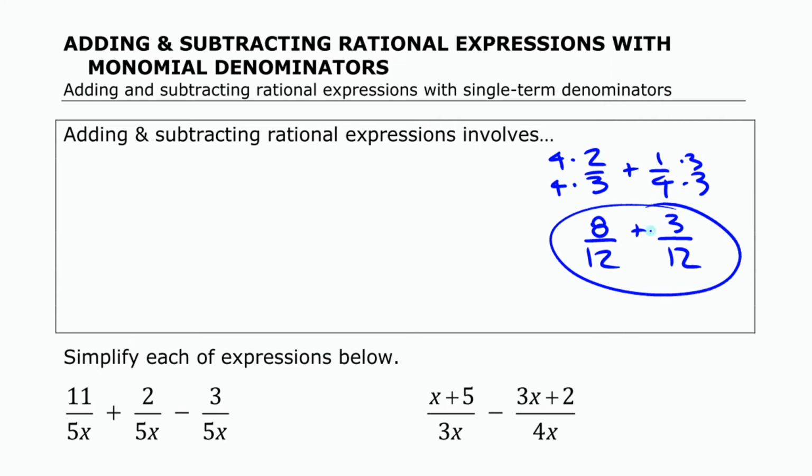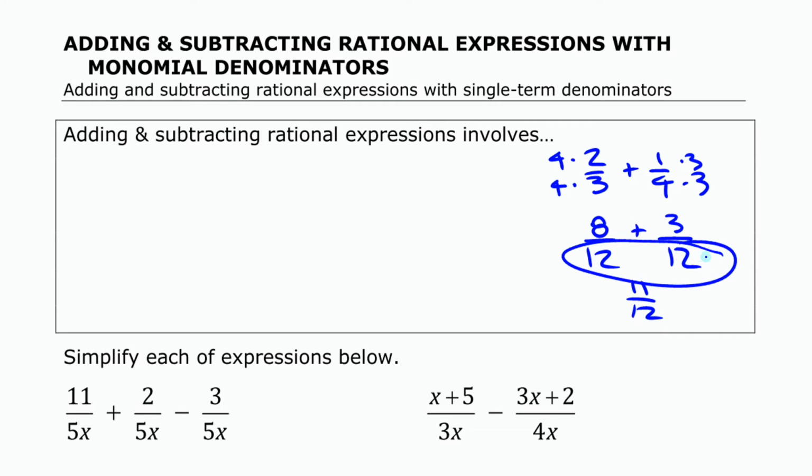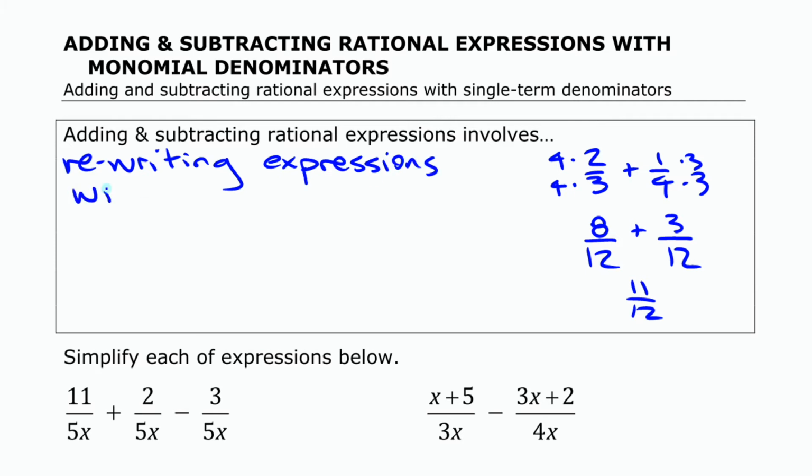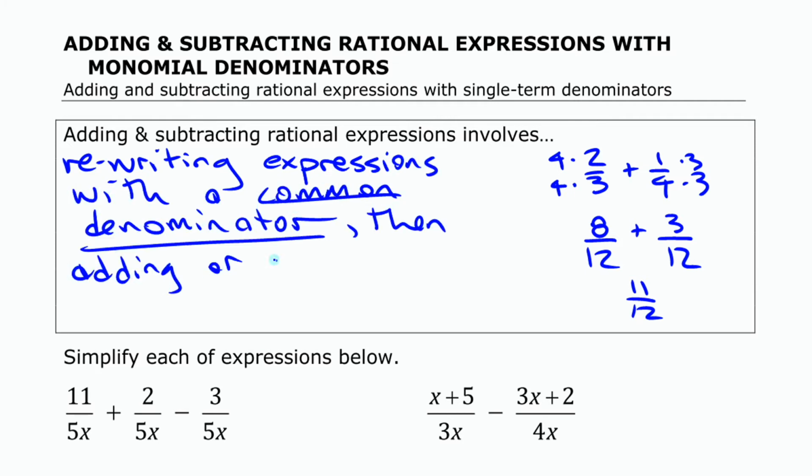Once you have a common denominator, you can add the numerators and get 11/12. The bottom tells you how big the pieces are, so you don't add 12 plus 12 here. The top tells you how many of each of those pieces you have. So when we move on to working with rational expressions, it's going to involve the same thing: rewriting expressions with a common denominator and then adding or subtracting the numerators.